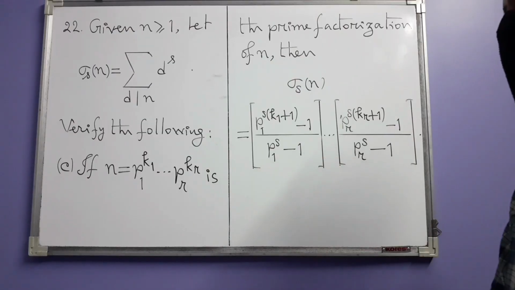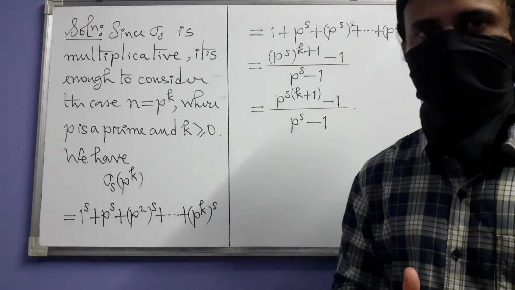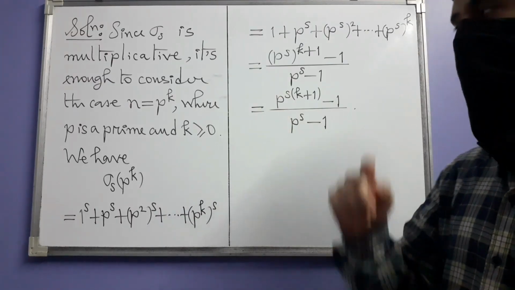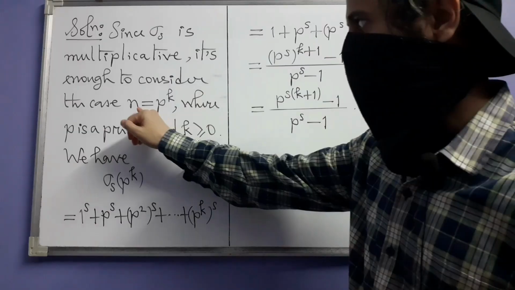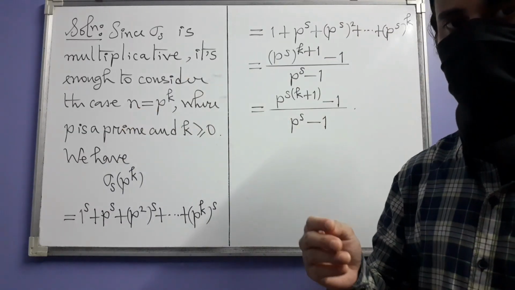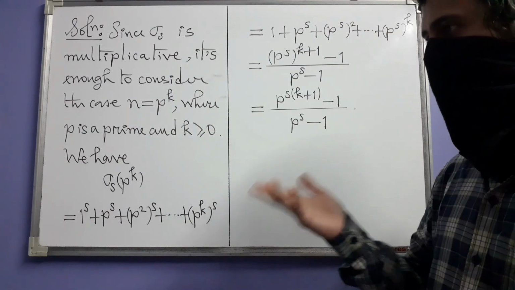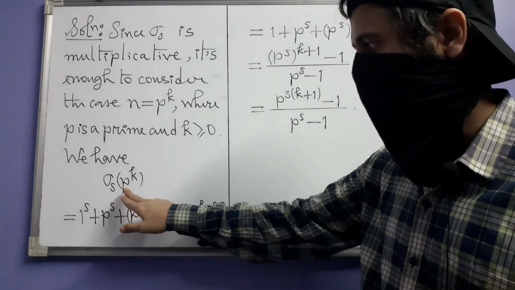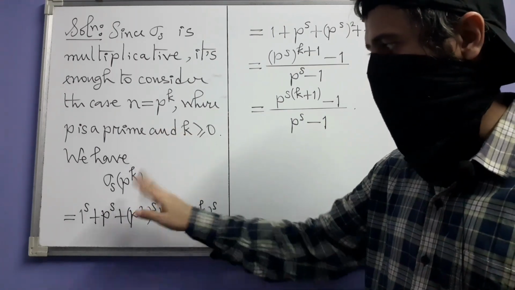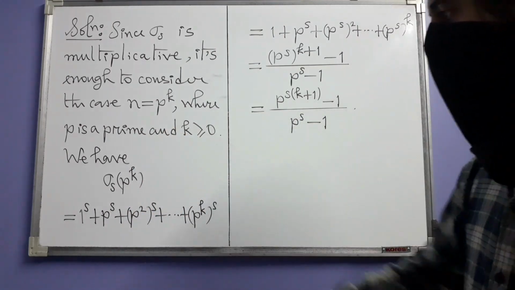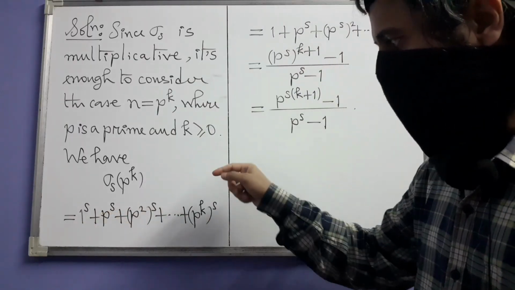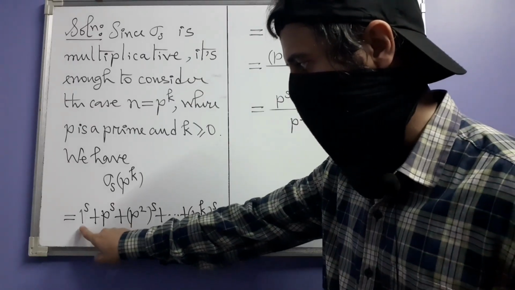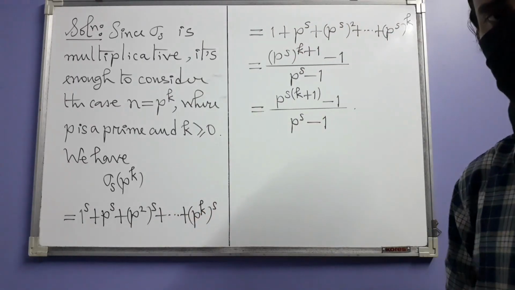So let's solve this one. In the beginning of the solution itself, we simplify things by noting that sigma s is multiplicative, which we proved just now. And because of that, it's enough to consider only this case, where our n is a power of some prime. And by now you know very well why this is enough. So we just straight away calculate the sigma s value of n when n looks like this. This will be the sum of all s powers of the positive divisors of p to the power k, and those positive divisors are 1, p, p square up to p to the power k.